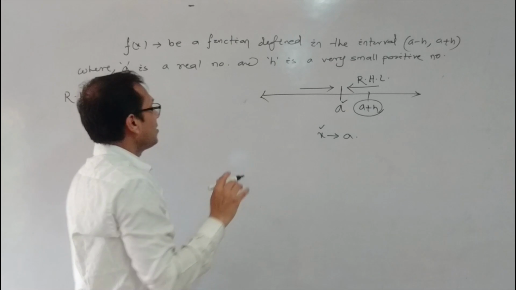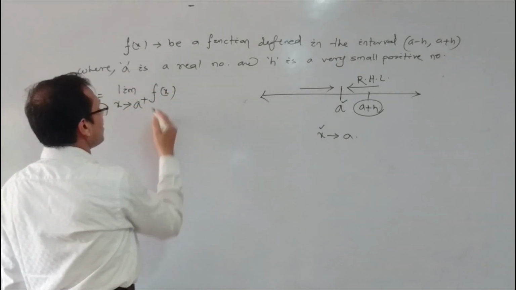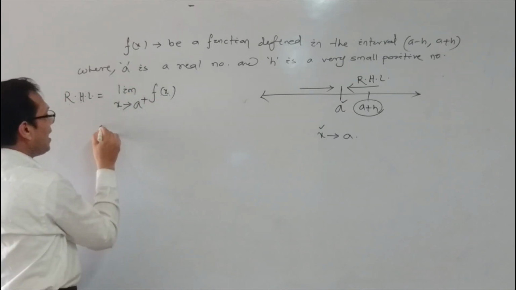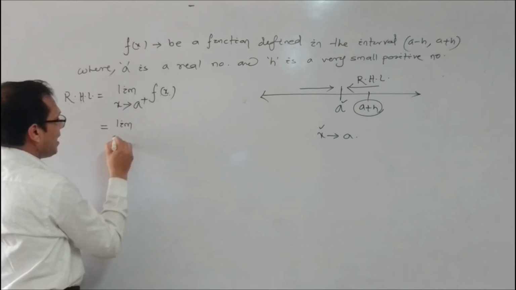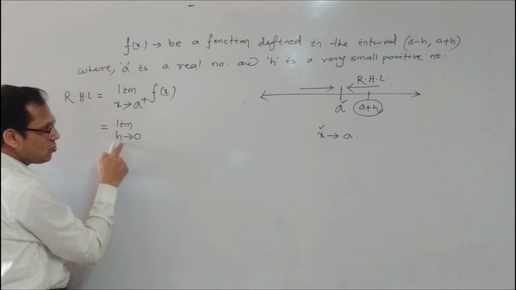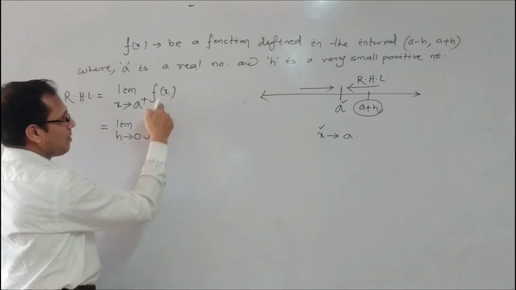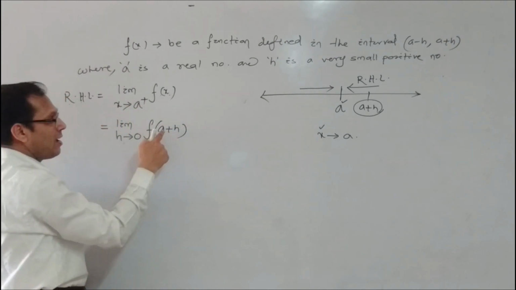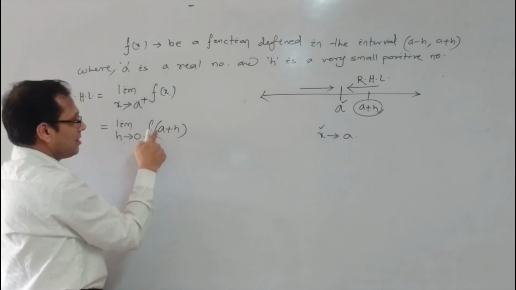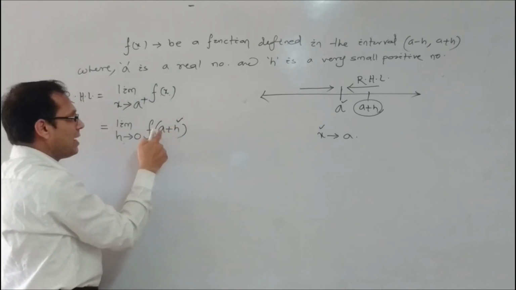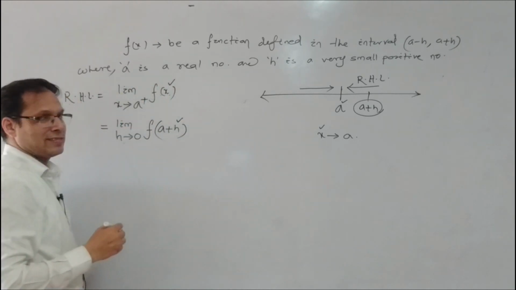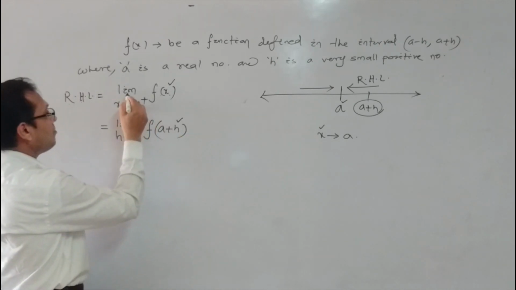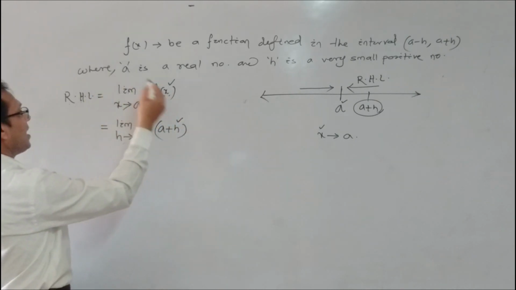Would you follow? That means here, limit x tends to a plus f of x is called right hand limit, and this one can be written as limit h tends to 0, h being a very small number, and x should be replaced by a plus h. x tends to a plus means only a very small number should be added to a, and that should replace x. Would you follow or not? That means limit h tends to 0 f of a plus h is the same as limit x tends to a plus f of x. This is called right hand limit.